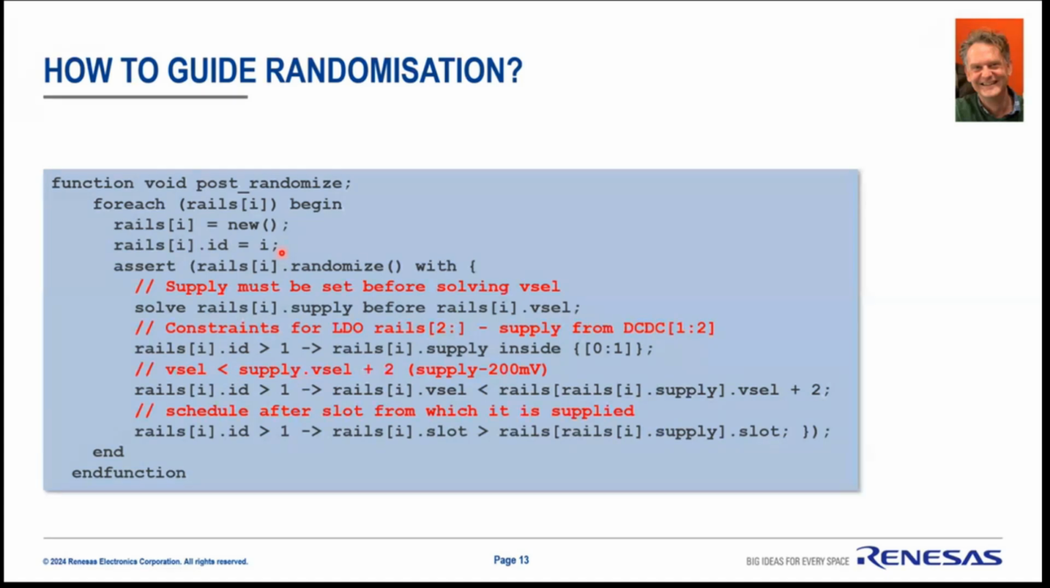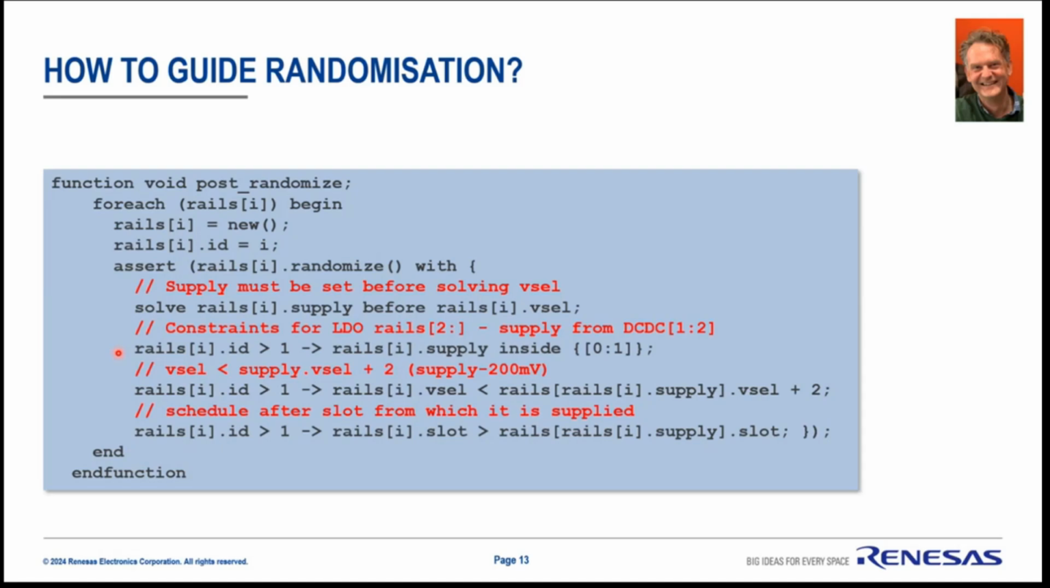And then when we randomize each one of those rail configuration objects, we have some inline constraints to determine how the numbers in there are going to be solved. So for example, the first one is an ordering constraint to say that we need to solve the supply before vcell, because we need to know which DC-DC is supplying us before we can determine vcell, because we have this headroom constraint to say that vcell can't be above the DC-DC supply. It must be below it by 200 millivolts, in fact.